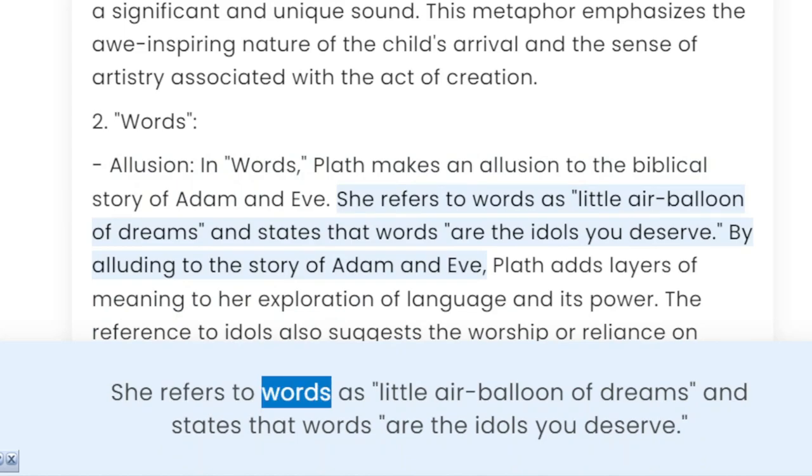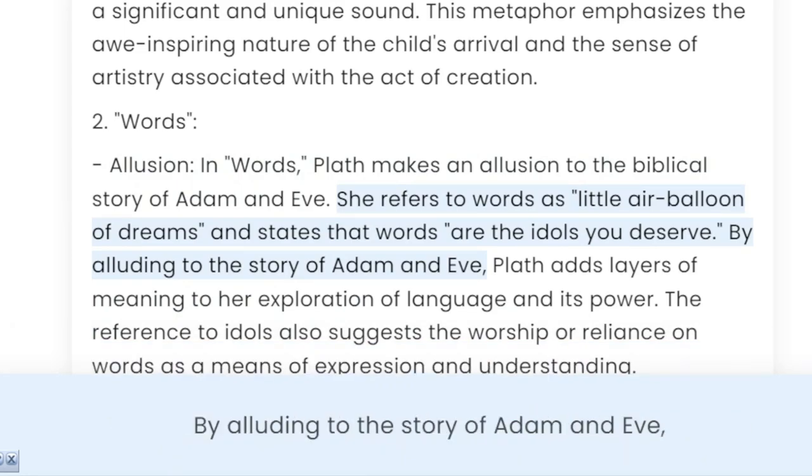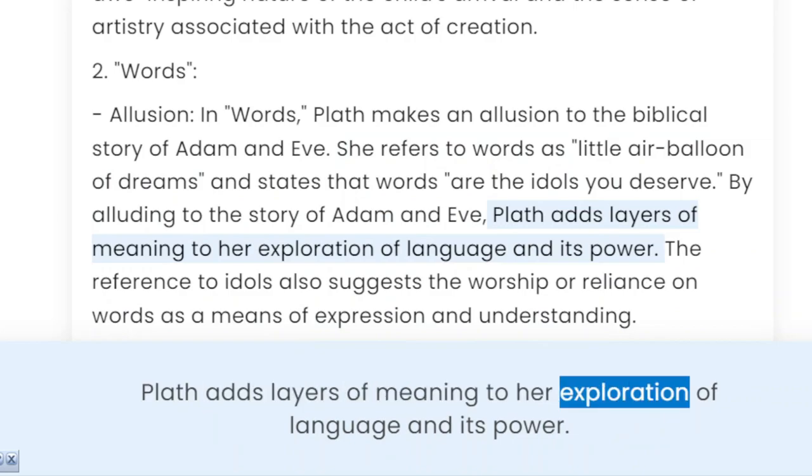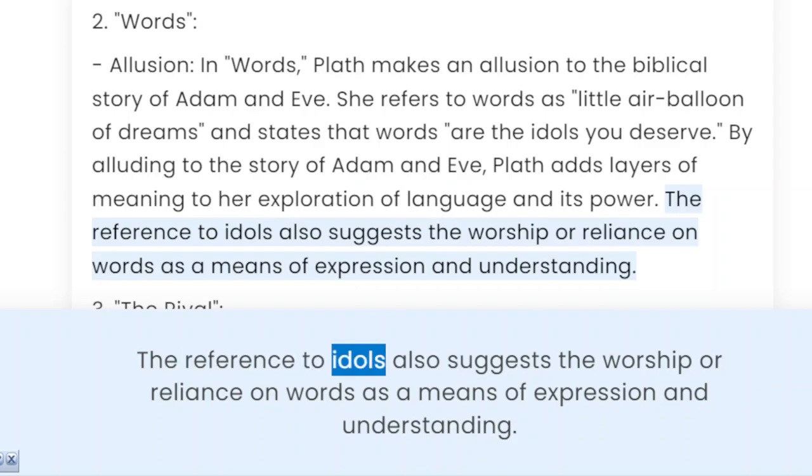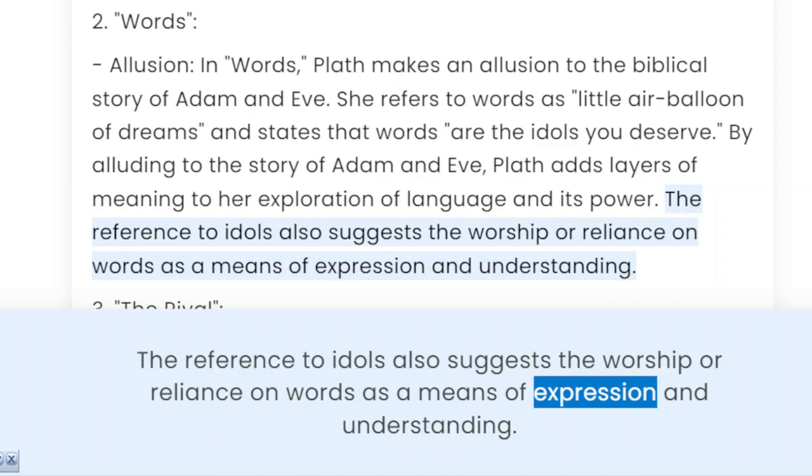2. Words. Allusion. In Words, Plath makes an allusion to the biblical story of Adam and Eve. She refers to words as little air balloon of dreams and states that words are the idols you deserve. By alluding to the story of Adam and Eve, Plath adds layers of meaning to her exploration of language and its power. The reference to idols also suggests the worship or reliance on words as a means of expression and understanding.